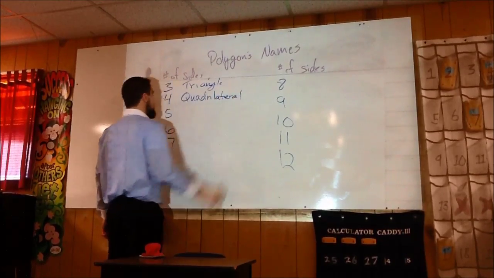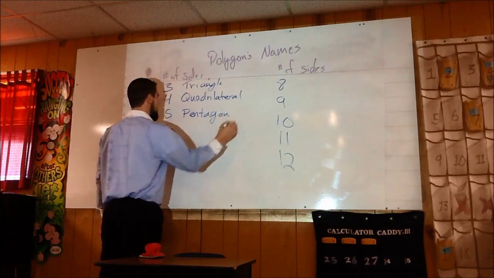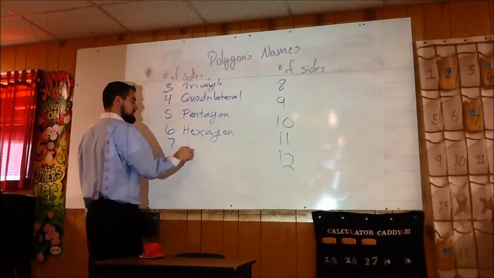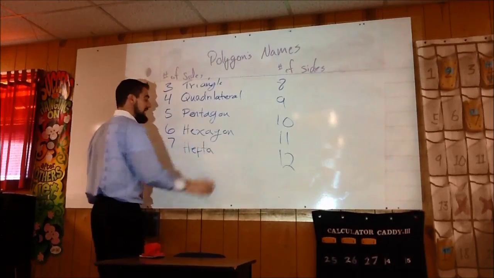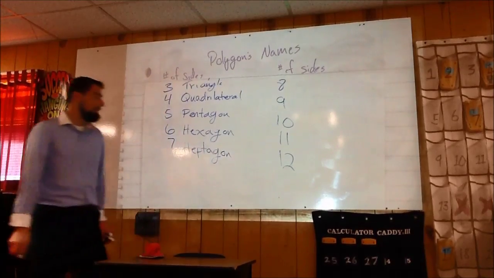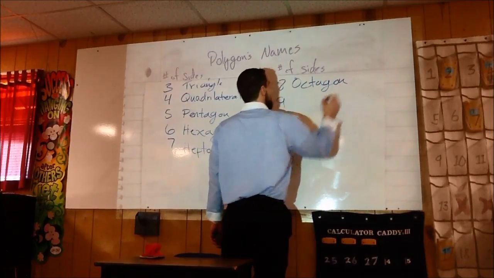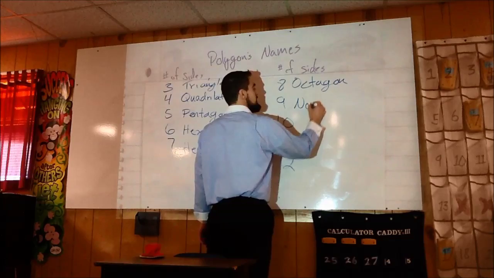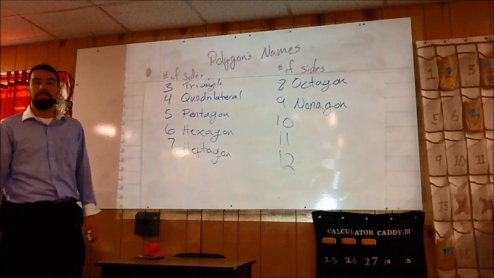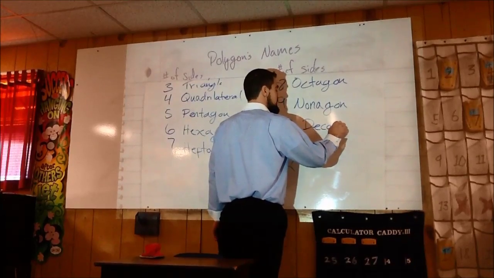By prefix, quad. 5, what is that shape called? Pentagon. 6, hexagon. 7, hepta, H-E-P-T-A. Heptagon. 8, octagon. 9, nonagon, N-O-N-A-G-O-N. 10, deca, like a decade is 10 years. Decagon.